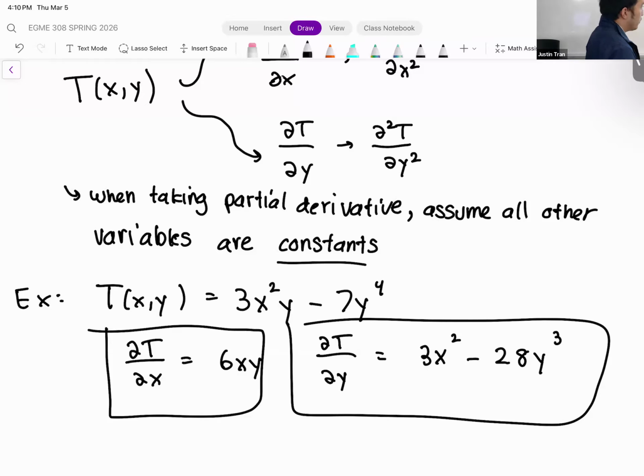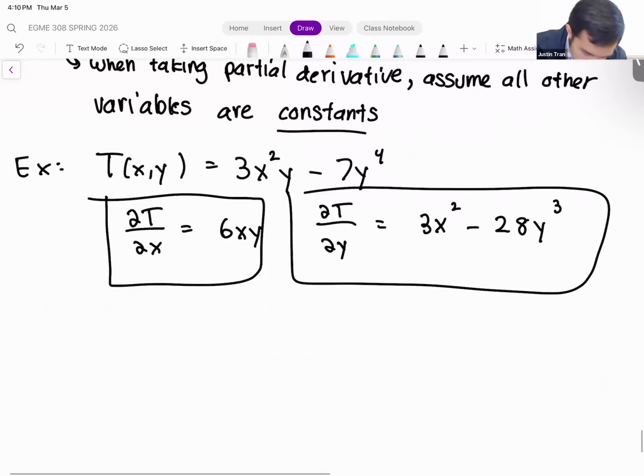So hopefully that was a review for everybody. All right, another thing that we can do is that we can also take partial derivatives of vector fields as well.